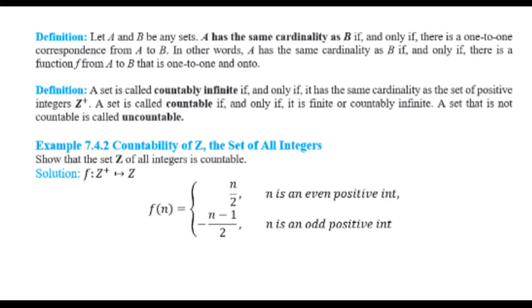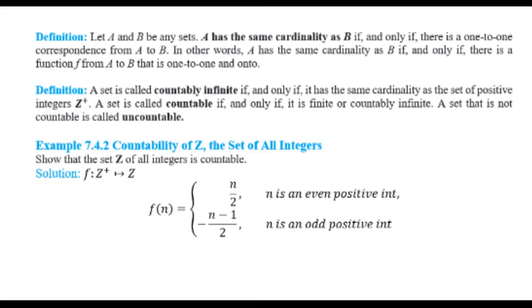Finally, we define two sets with the same cardinality using the concept of one-to-one correspondence and one-to-one and onto functions. You remember that we previously defined the cardinality of a set as basically the size of that set or the number of elements that are in a set. So here we are going to define it more precisely using the concept of functions.